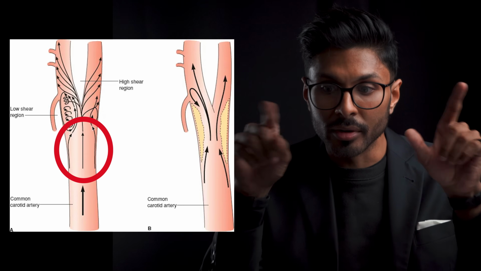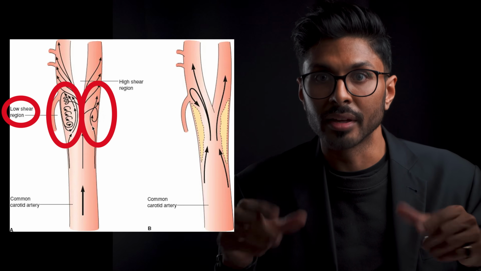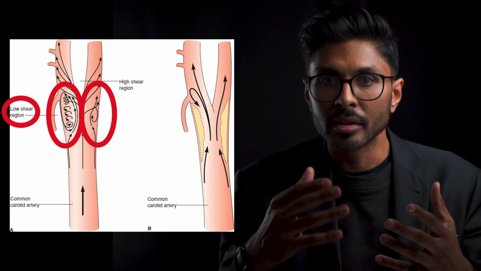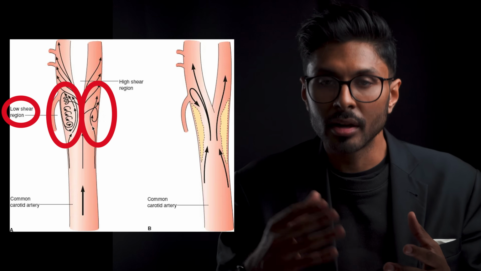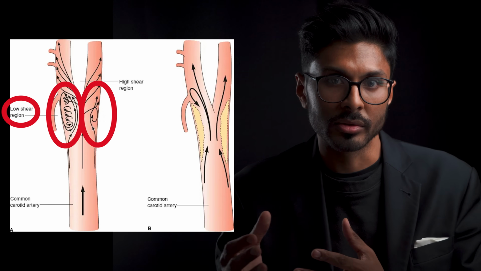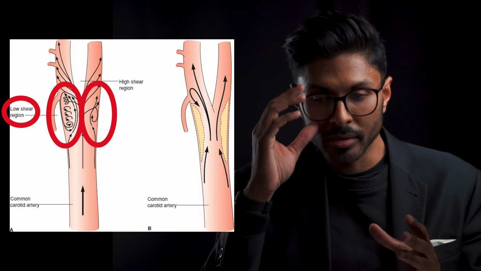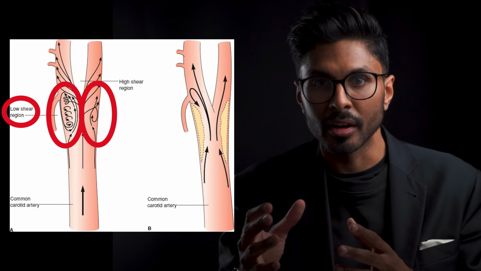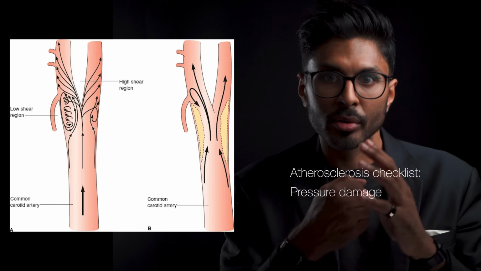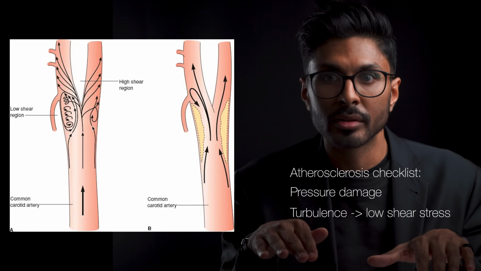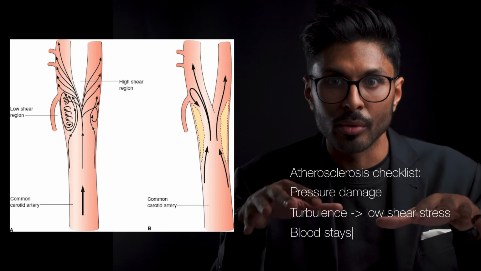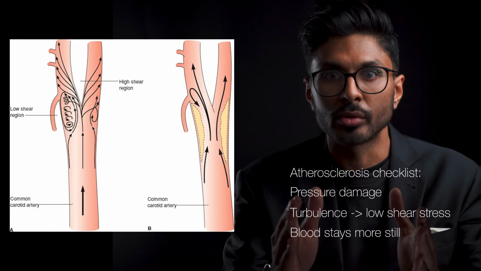Now, these swirly areas have low shear stress, and as you can see, the areas highlighted then have a higher adhesion of monocytes, which are cells from the immune system, and a higher permeability to LDL cholesterol particles. So to recap, I know you might need to watch this more than once, but we've got damage from high pressure, as well as increased amount of turbulence, which then gives us lower shear stress. This then allows that blood to hang around instead of making its way straight through.